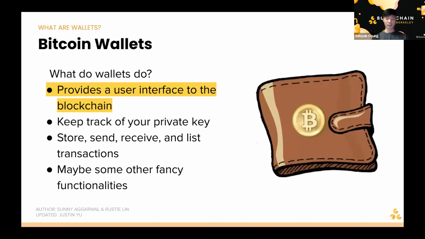So just to reiterate one more time, wallets at their core just store private and public key pairs. And so by doing this, it provides a user interface to the blockchain. Yeah, this is kind of like the layer in between you as a user and blockchain as the tech. Bitcoin wallets keep track of your private key. They can store, send, receive, and list transactions, and maybe some other fancy functionalities based on implementation that we'll take a look at later. And so now that we know what Bitcoin wallets are, let's look at some examples.